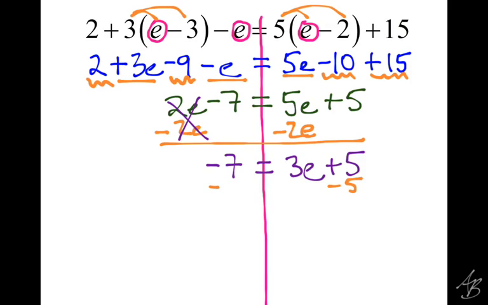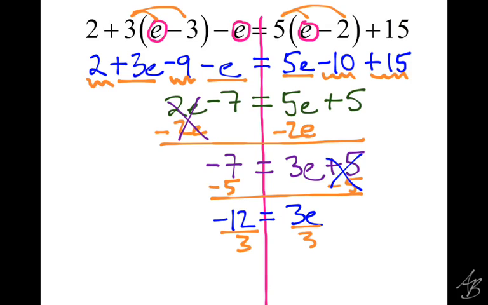Subtract 5 from each side. When those 5's cancel, it leaves 3e on the right and negative 12 on the left. Good. So the negative 7 minus 5, they're both negative, so we're going to have to combine them to get a total of 12 negatives. And then we divide by 3, and we get e on the right, and negative 12 divided by 3 is negative 4 on the left.